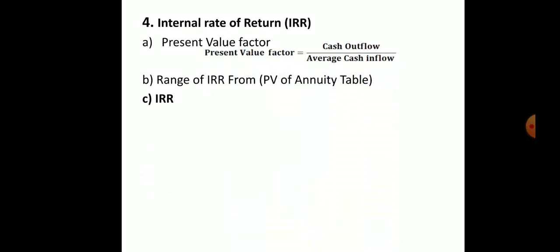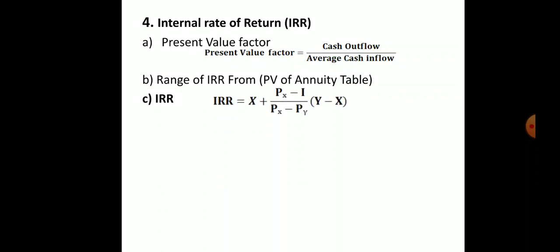For the cash inflows we have, we have to take the average: the total of the cash inflows divided by the life of the asset gives you the average cash inflow. From this point, we have to find the range from the present value of annuity table. While doing the sums, I will explain how to select the range. After selecting the range, next we have to calculate the IRR.